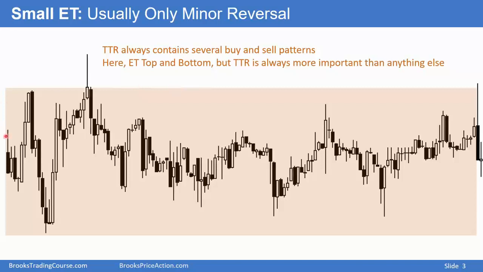We have a trading range lasting more than 20 bars, lasted about 100 bars. It's in breakout mode. 50-50 chance there'll be a successful bull breakout. 50-50 chance there'll be a successful bear breakout. It's a fairly tight range. All trading ranges have both reasonable buy and sell setups within them.